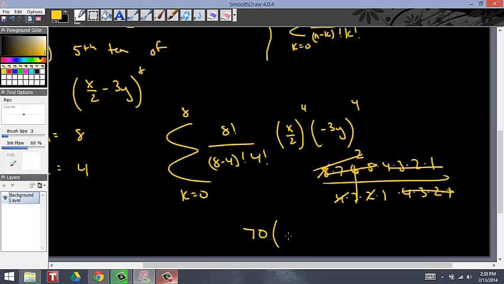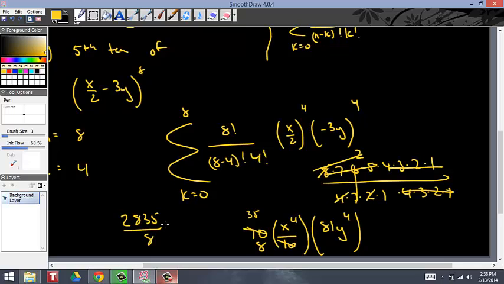So I get 70 times (x over 2) to the 4th, which is x to the 4th over 16. And then I get 81y to the 4th. See, these both divide by 2, so I get 35 and I get 8. So I need 35 times 81. 35 times 81. Stephanie Boyer, what do you got? 2835, huh? All over 8, and I get x to the 4th, y to the 4th.